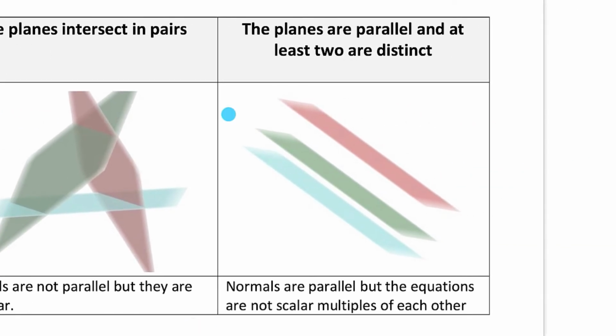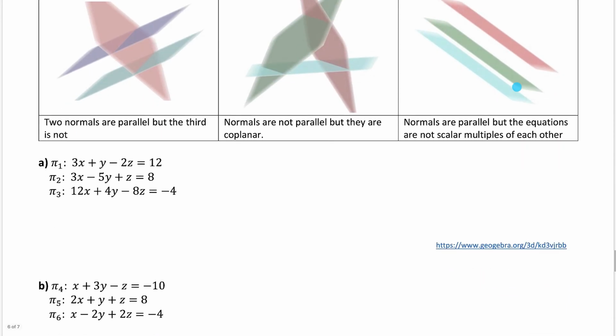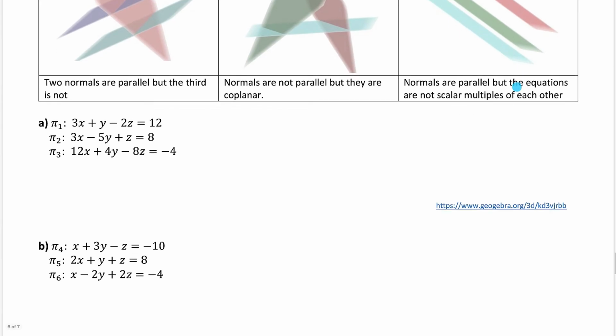And in the third diagram here, I just showed you a system where all three planes are parallel and distinct. So let's look at a few examples here. Some of them will be able to know very quickly that there's no consistent solution, and others will have to do a bit of algebra.